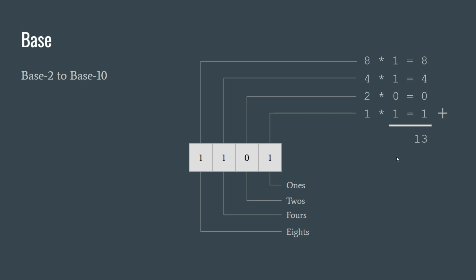So the math here worked exactly the same way as we did in base 10. The only difference is that the value in each place can only have 2 values, 0 or 1, and each place is twice the previous place instead of 10 times. So hopefully that makes sense.